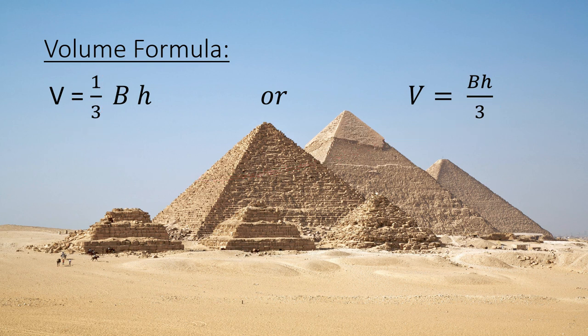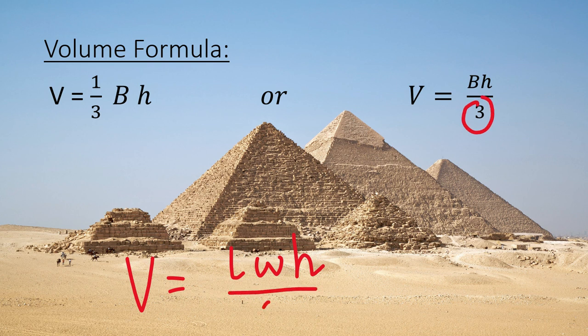But I'm going to give you a better one. You can thank me later. Write this instead. This is the one you're going to use. When it comes to pyramids, just like prisms, we're going to do length times width times height. But do you see how there's a 3 involved? We're going to divide by 3.